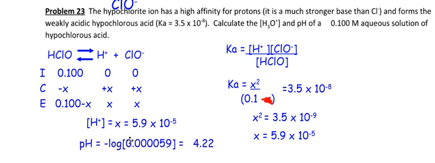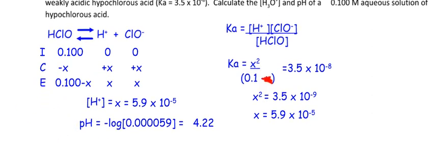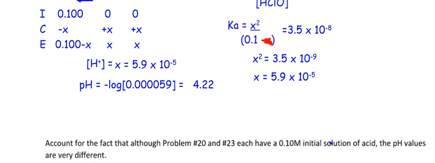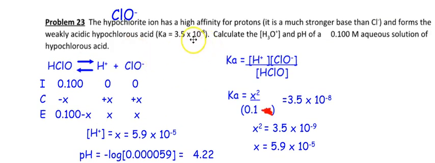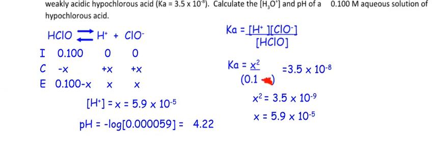Now, what did you notice? Account for the fact that these problems each have, I'm scrolling down here, a 0.1 molar of the initial acid, but the pH values are very different. Why are they so different? Well, because you had different Ka values, you had different strengths of acid. You notice that the Ka of the hypochlorous acid is much smaller than the Ka of the problem before. And so it's a weaker acid. The pH is going to be higher. It's not as acidic. Remember, the lower the number, the more acidic. So that's why the problem on the previous page had a lower pH value.